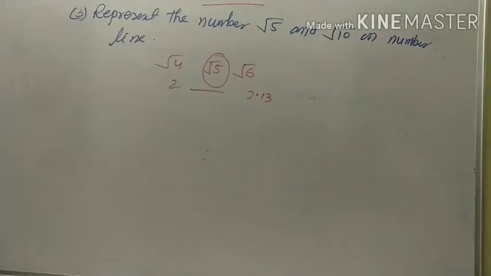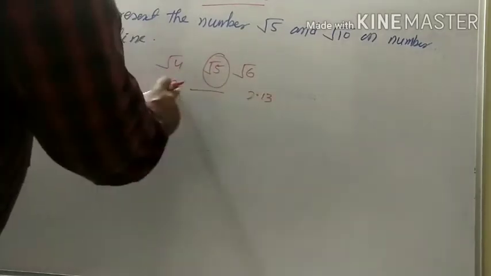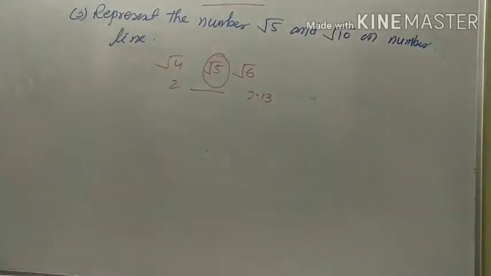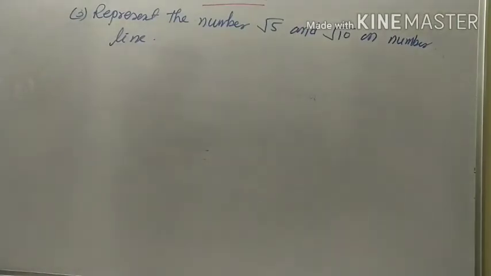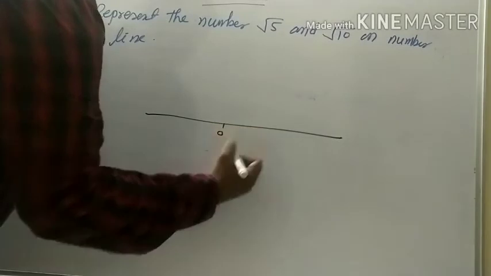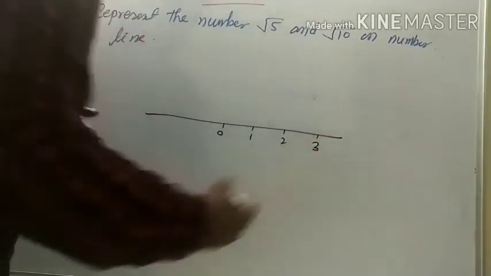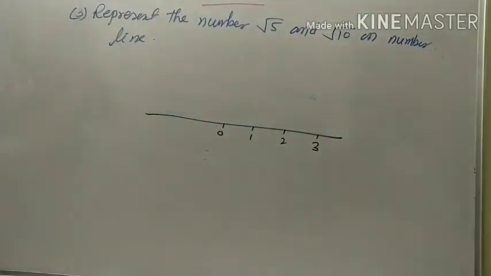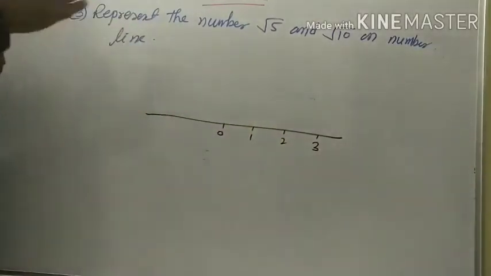That means root 5 comes in between 2 and 2.3. So how can we represent it on a number line? We make one number line that starts from 0. Here is the number line. Now this is 0. After that it is 1, 2 and 3. It is clear that root 5 comes in between 2 and 3.